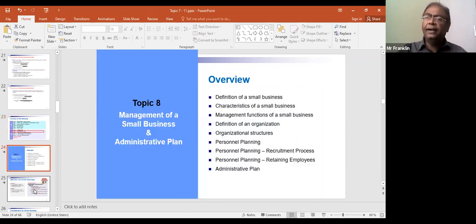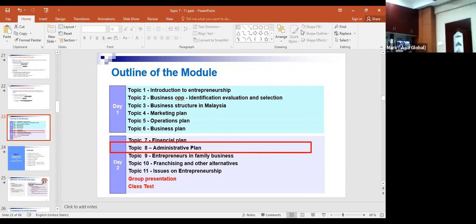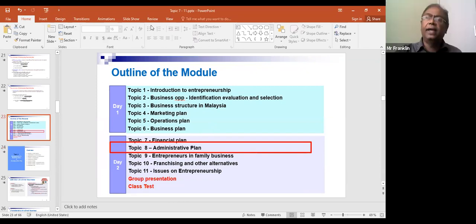Okay. So we take a quick break, and then we will start with the next chapter. After 5 minutes, we come back, and then we'll finish off the next chapters. A few chapters are there: administrative plan, entrepreneurs in family business, franchising, and issues on entrepreneurship. Okay, sir. Let's take a break, and we'll be back again live. Let me just pause the recording for a while.